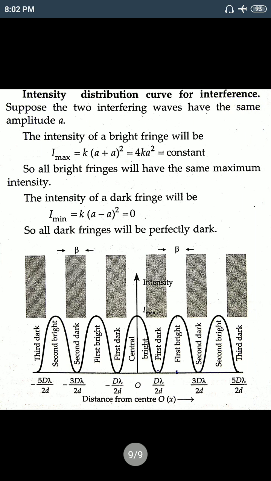Okay, so I hope only the diffraction portion is left. After that this chapter is completed.